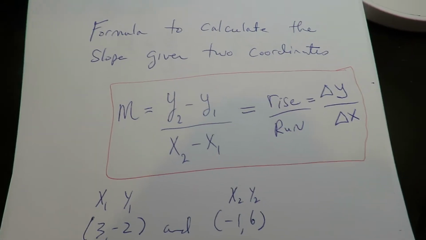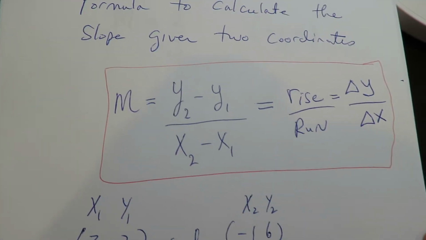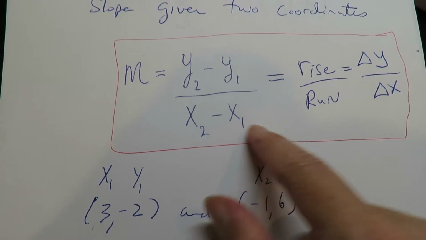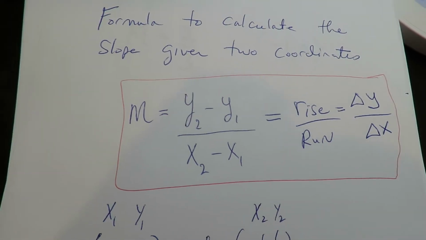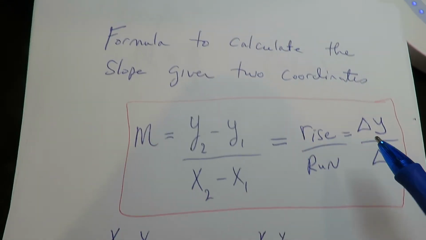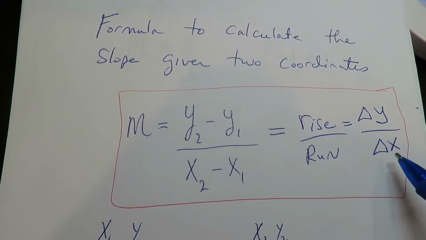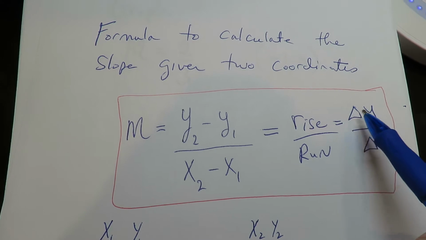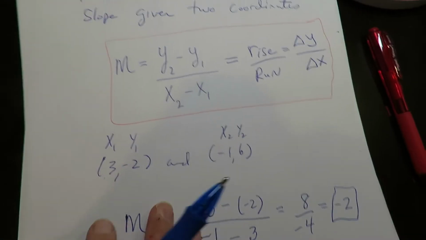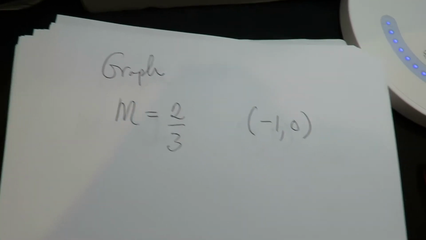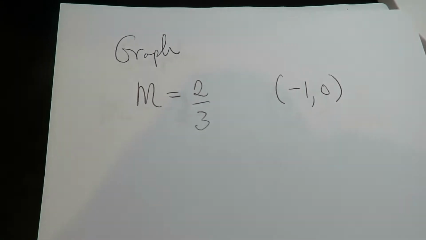Now, let's talk about graphing using the slope. Just a reminder, this is a formula, and what we tend to call this is rise over the run. If you want to look at it using mathematical symbols, this is read as delta y over delta x, the rise over the run. So the second part of this section is to be able to graph using the slope.